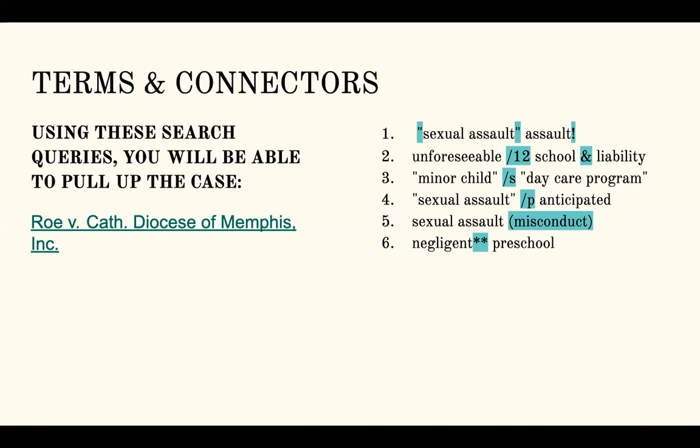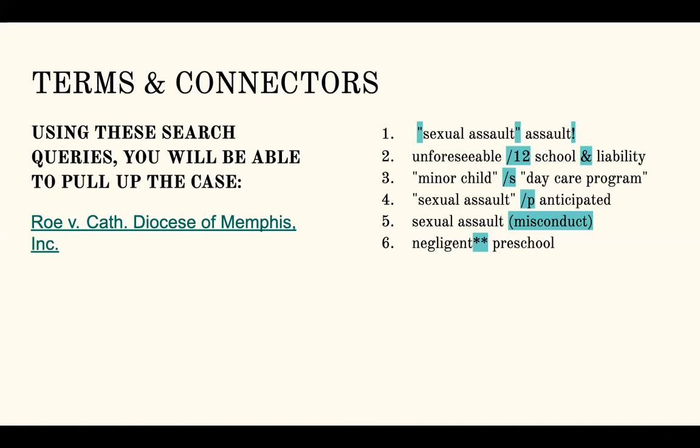And then number 4, sexual assault, again in those quotations, forward slash P and the word anticipated. That forward slash P is going to stand for within the same paragraph. So you're going to be able to find sexual assault and anticipated in that same paragraph within this case.